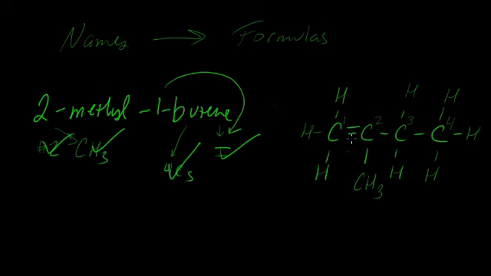Oh wait, I think I made a mistake, didn't I? Do you see it? Let's look first. This carbon, 1, 2, 3, 4. This carbon, 1, 2, 3, 4. This carbon, 1, 2, 3, 4. And this carbon, 1, 2, 3, 4, 5. There's my mistake. Hope you caught it. So every carbon has 4 bonding centers, and we now have 2-methyl-1-butene up there.